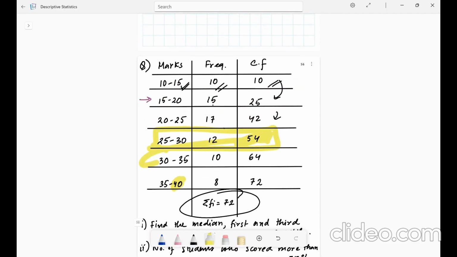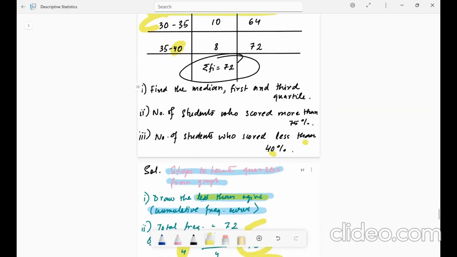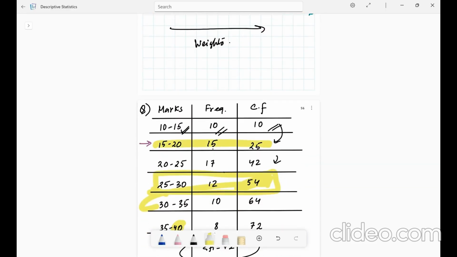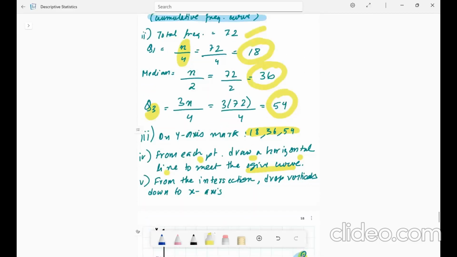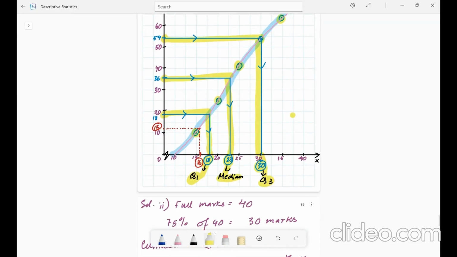For 16, we don't know how many students got 16 here, right? So we will plot it through the graph. We will first see where 16 is.